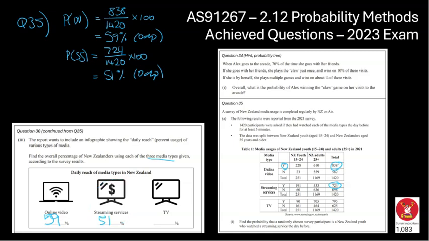And then finally, the probability that someone's watching TV, same thing. That's these 795 people over here. So it's going to be 795 divided by the 1,420, timesing that by 100. And for this one here, I got 56%. So writing that in my infographic down there, 56%. You did need all three of these correct to get the achieved mark for this particular question.